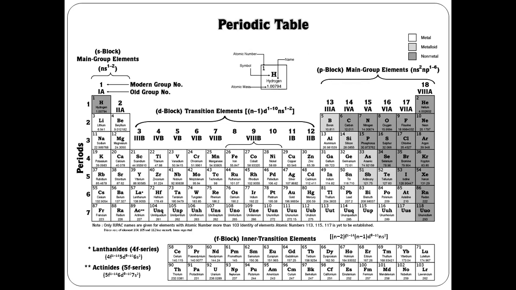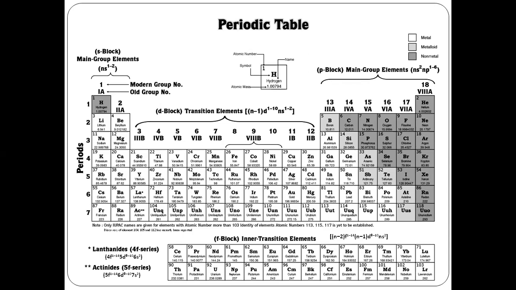This periodic table is based on the modern periodic law, which states that the physical and chemical properties of elements are a periodic function of their atomic number. That means if the elements are arranged in increasing order of their atomic number, then after a regular interval, similar properties will reoccur again.